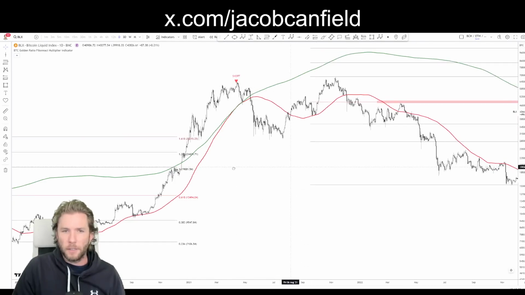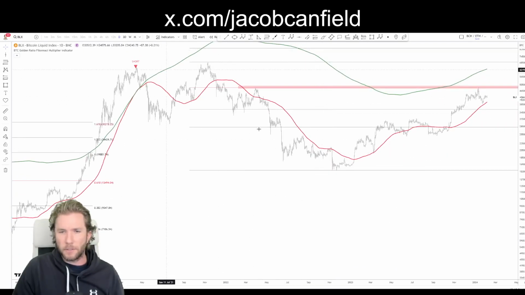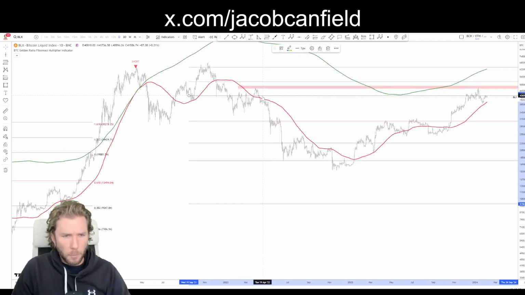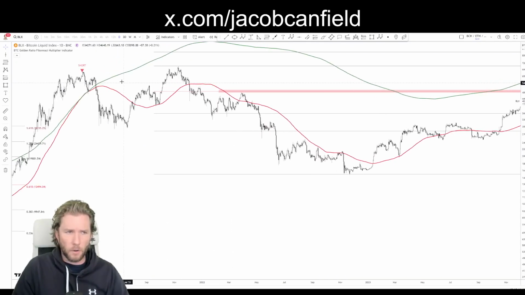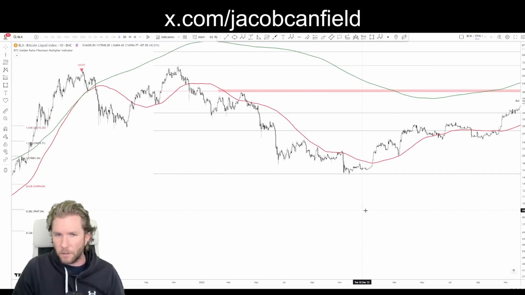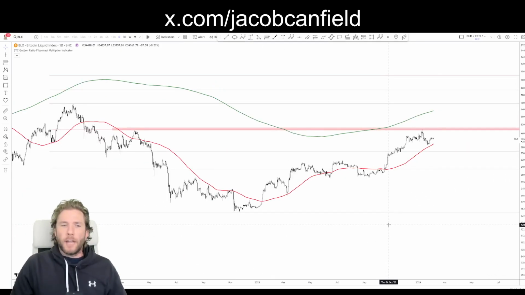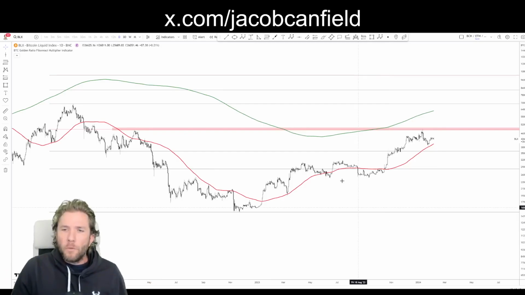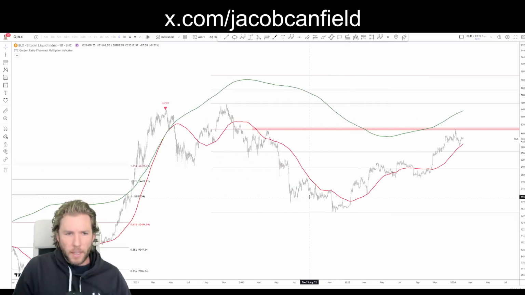Okay, so short here, you can see, and then it gave us that nice cycle low. Obviously, we came up, we swept the high here, but by and large, it gave us a really good point to exit Bitcoin.